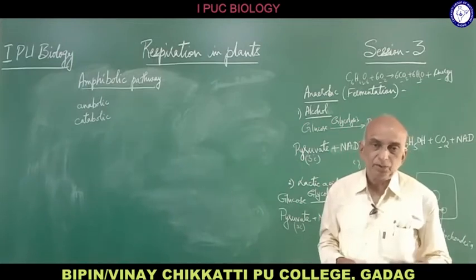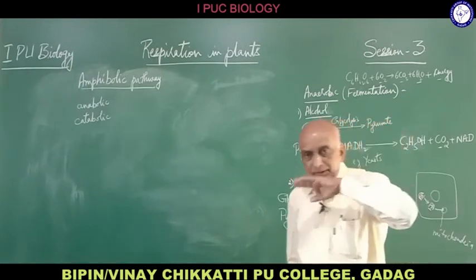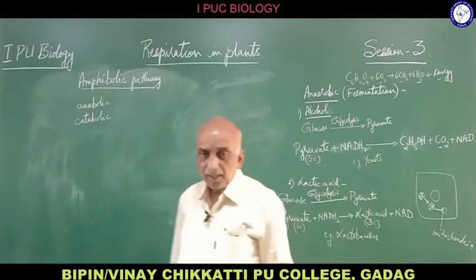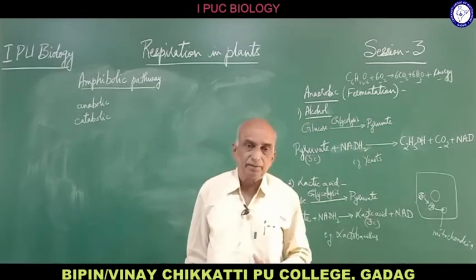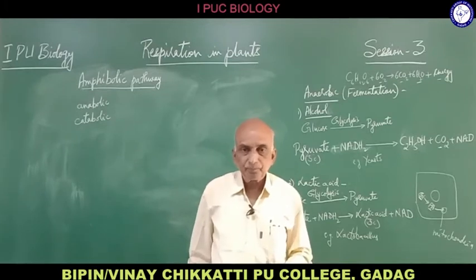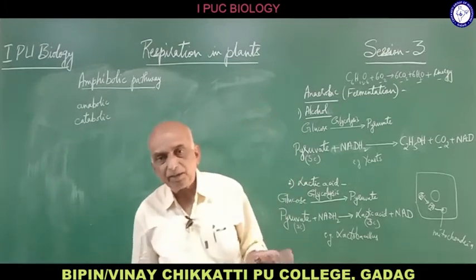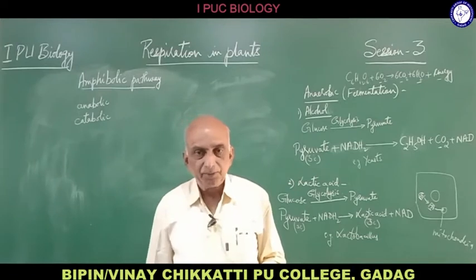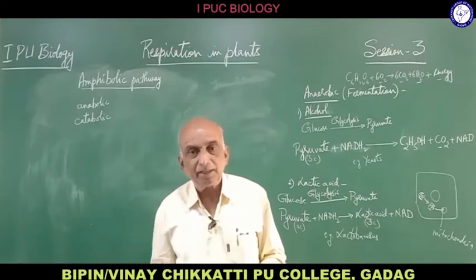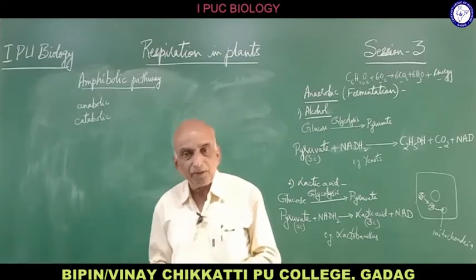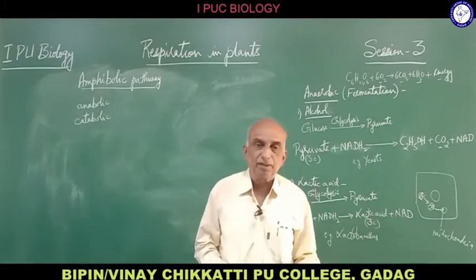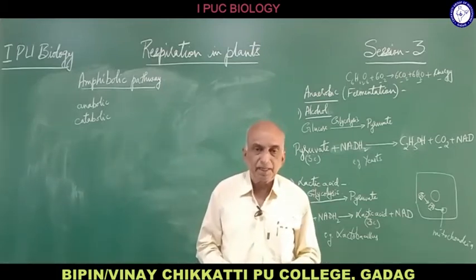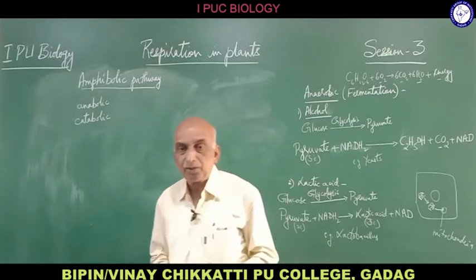Amphi means dual, double. Amphibians are animals living on land and water, both. When they are purely in water, we call them aquatic animals. When animals are purely on land, they are terrestrial. But frogs, amphibians, live both on land and water. So amphi means double or dual.